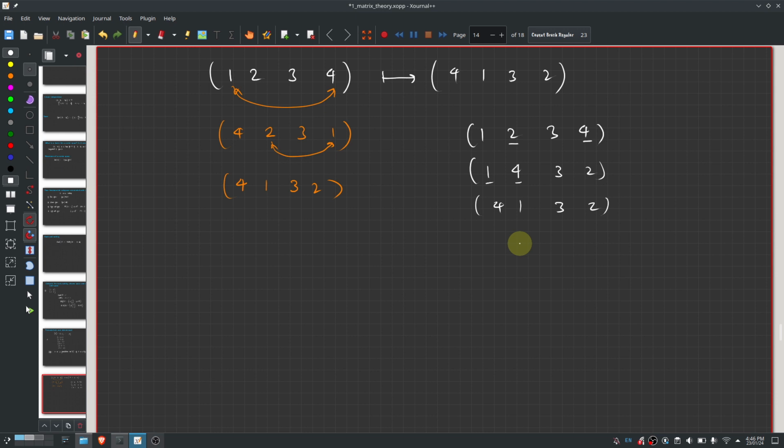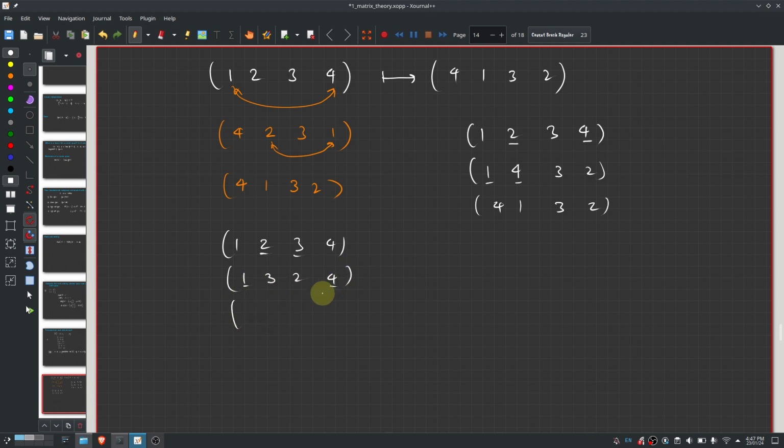But I could potentially think of a more laborious procedure. So maybe I exchange 2 and 3. So I have 1, 2, 3, 4. Maybe I swap 2 and 3. I get 1, 3, 2, 4.